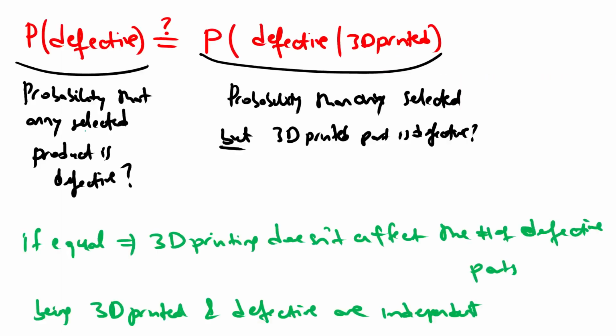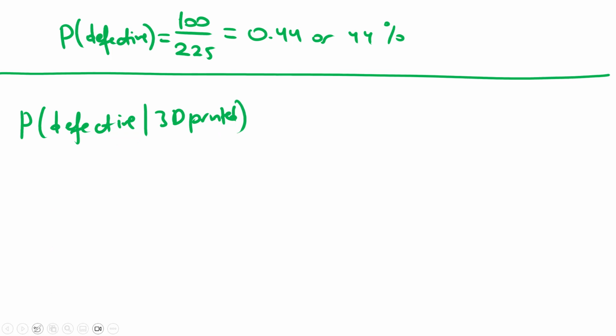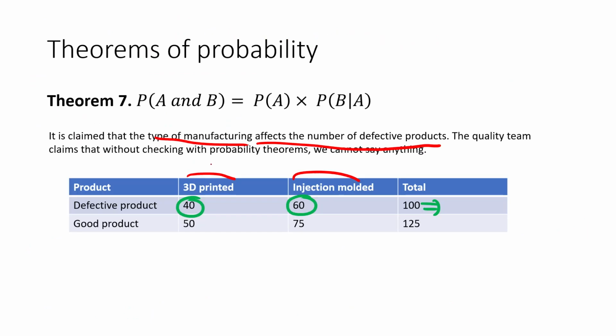Now let's look at something being defective given that it is 3D printed. Okay, so I can call this one A to understand how I can use the formula, and this one B. If I go back to the formula, what we said is that P(A and B), in my case, will be P(B) times P(A given B).